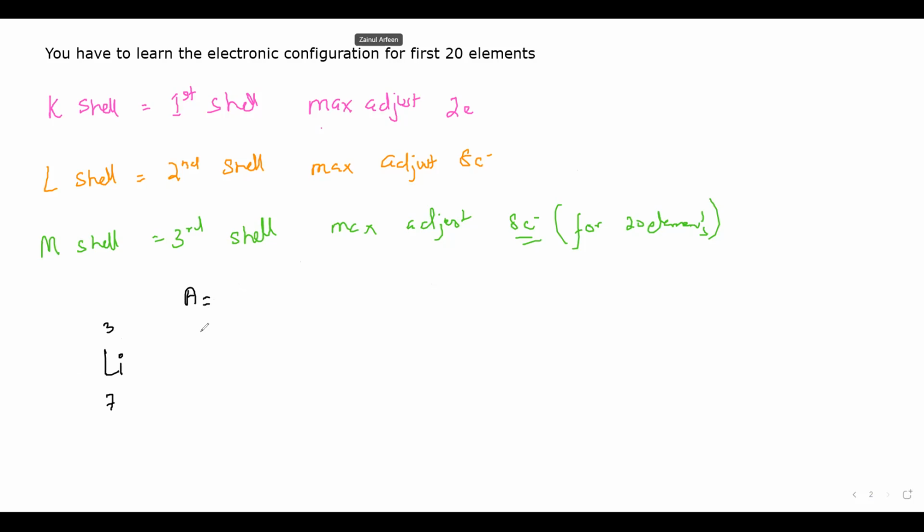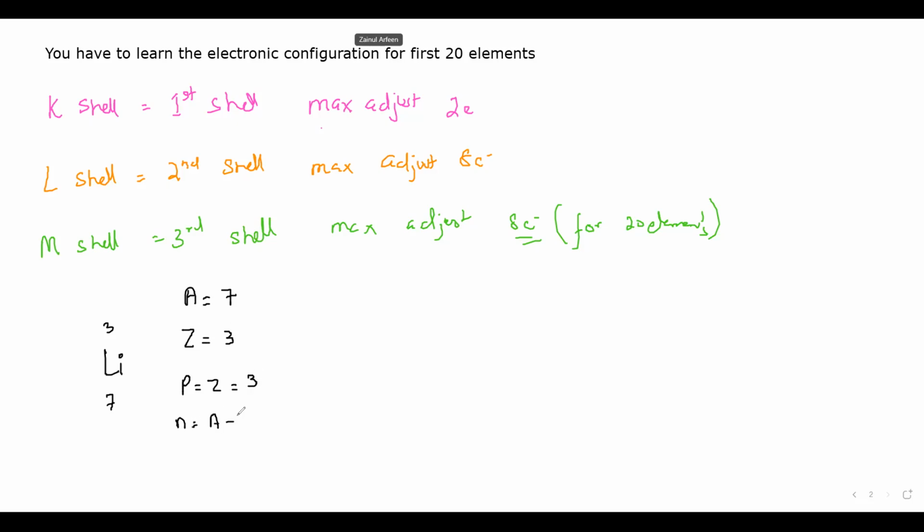Lithium is written 3 and 7. What is A? Atomic mass or nucleon number is 7. The higher number is the nucleon number or atomic mass. What about Z here? Atomic number. The atomic number is 3. How many protons are there? The number of protons is equal to Z, that is 3.